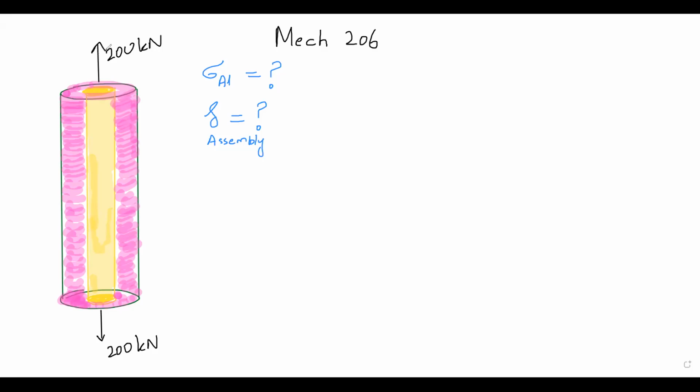It can be compressive or tensile, whatever. Okay, so let me repeat the question. An axial force of 200 kilonewton is applied to the assembly shown by means of rigid end plates. Determine the normal stress in the aluminum shell and the corresponding deformation of the assembly. So how can we start the problem? We still have 1 minute.